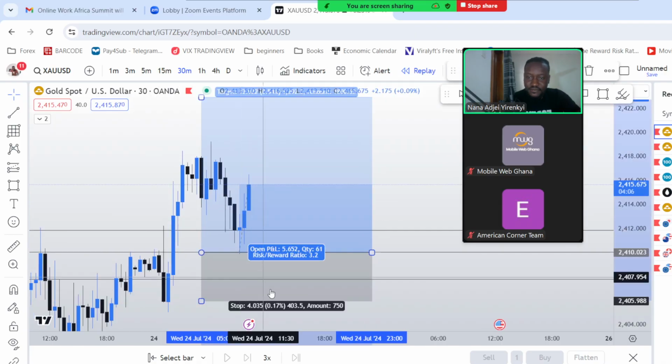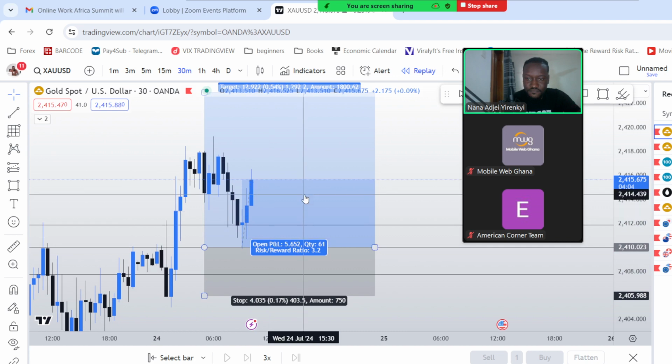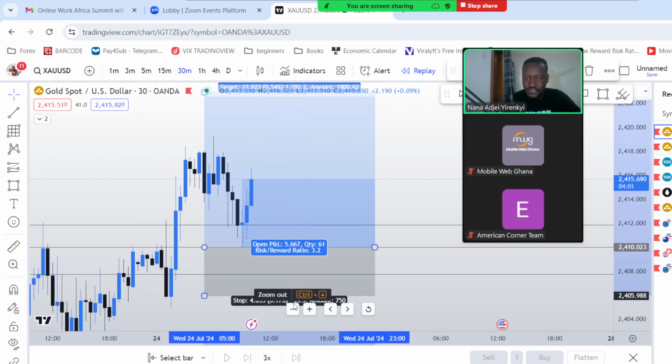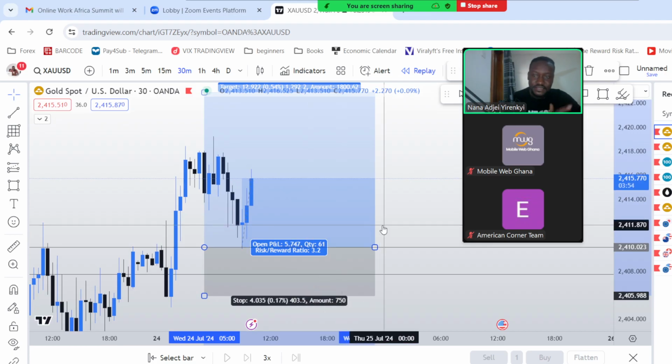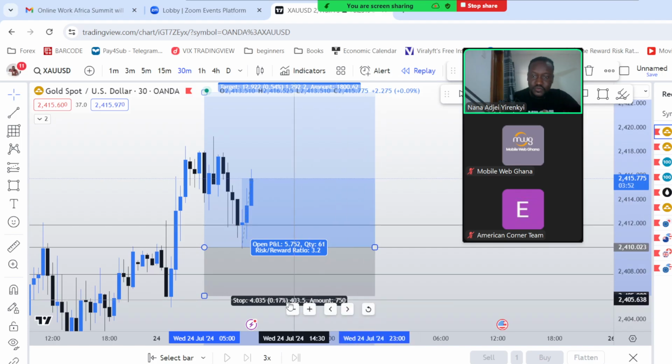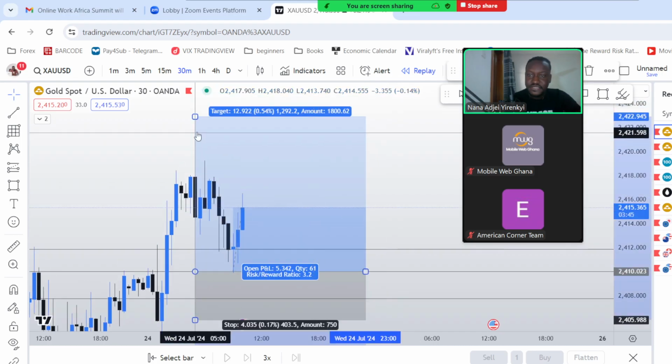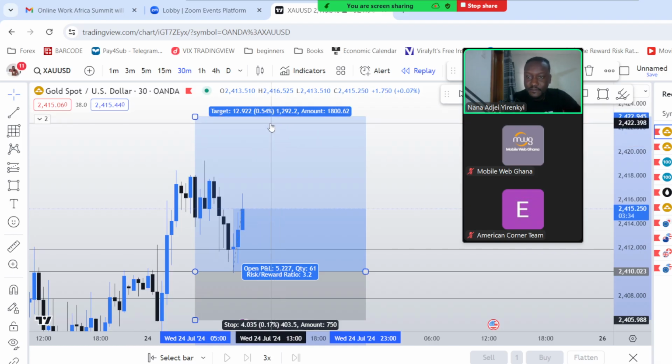So I am risking 40 pips. The 40 over here is the 403 that you see. Because gold is very volatile, mostly the numbers for calculating the number of pips are higher than a normal currency pair. So when you see this 403, it actually means that you're risking 40 pips. And when you see 1292, it means that you are looking for a potential target of 129 pips, or let's say 130 pips.